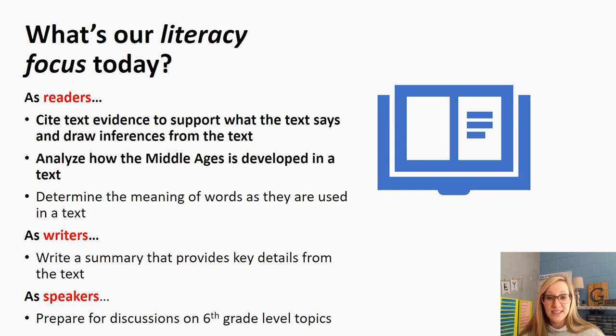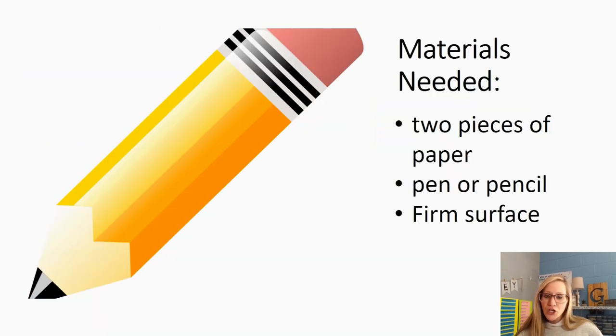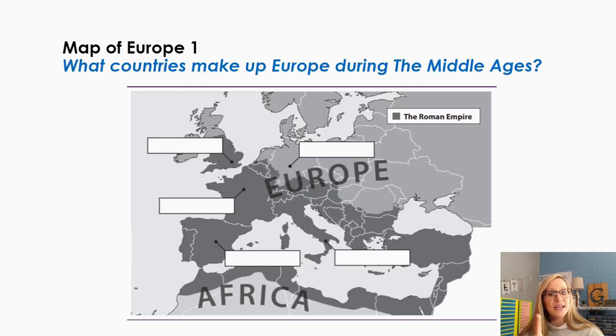So let's begin. Your materials that you're going to want for today are two pieces of paper, a pen or pencil, and a firm surface. And if you don't have those, that's okay. Just follow along. Like I said, we are beginning a unit called the Middle Ages. The Middle Ages was a time in history that occurred in Europe. Let's take a look at this map of Europe. Europe includes the following countries.